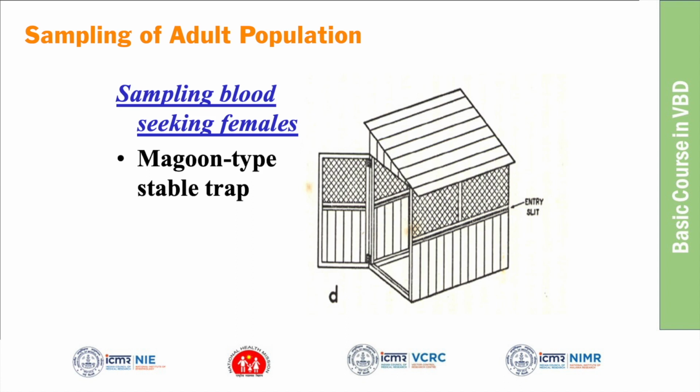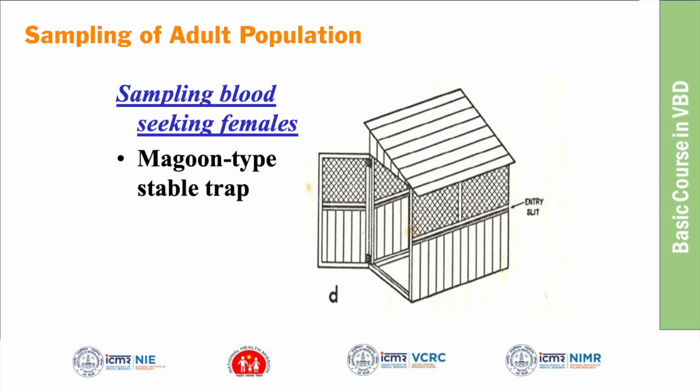This is wire mesh meshing the upper part. All along the middle, you see that there is a longitudinal entrance slit through which the mosquitoes enter. In the evening you release a small animal inside, then you close. The mosquitoes that are attracted to the animals enter through the longitudinal entrance slit.